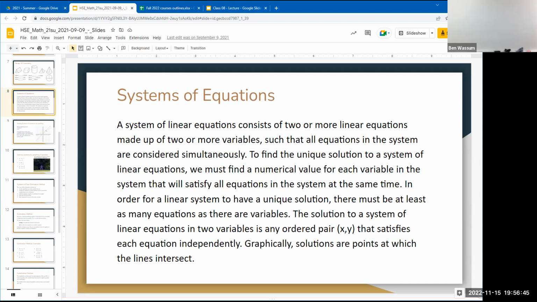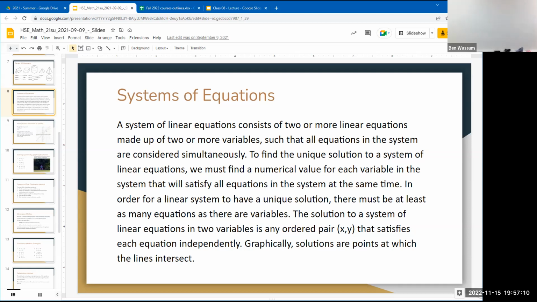A system of linear equations consists of 2 or more linear equations made up of 2 or more variables, such that all equations in the system are considered simultaneously. Why did I not write this in a way that is easily understood? I don't know. This was the first class I actually taught. I just kind of rolled with it.